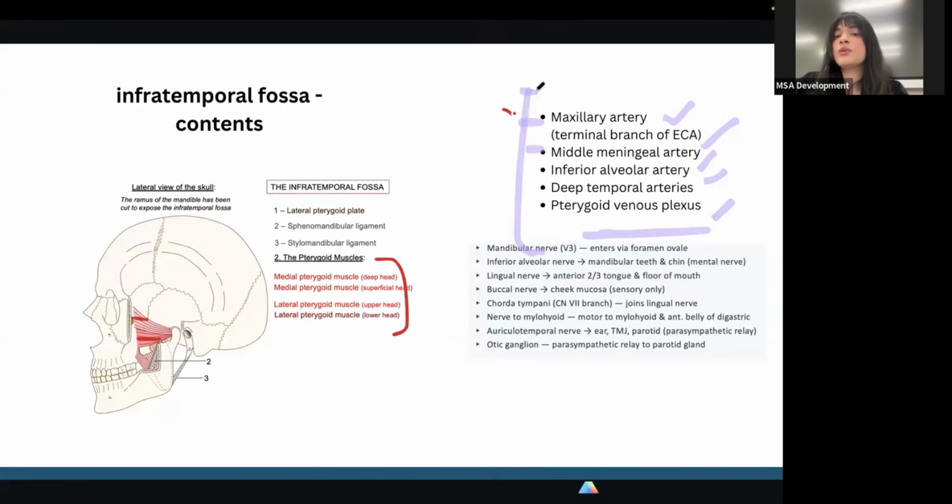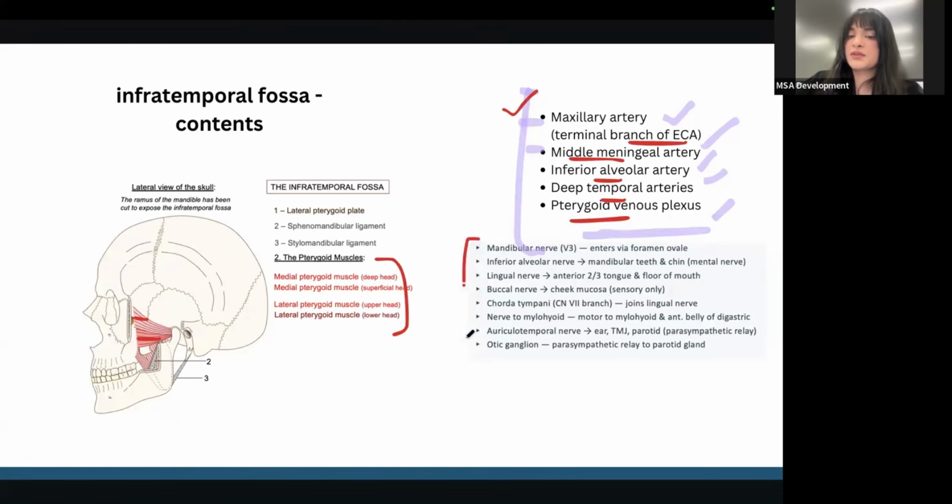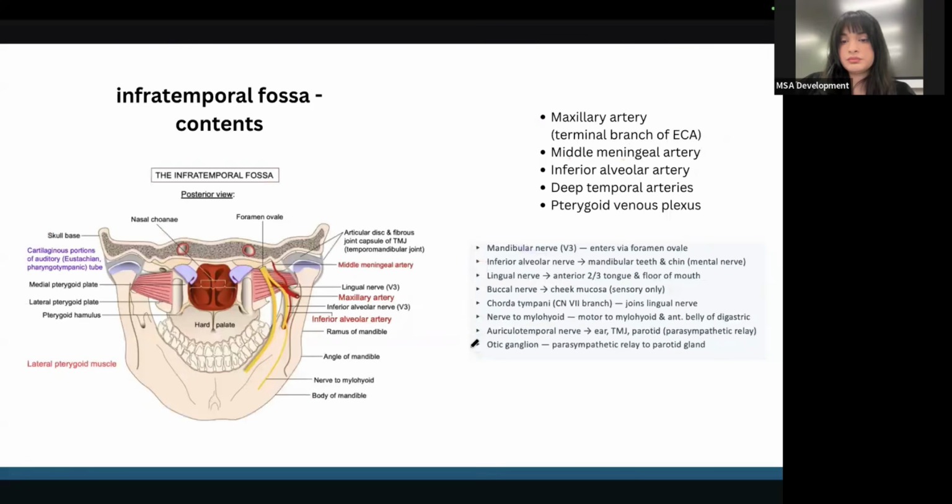We have the maxillary artery, which is, recall, a terminal branch of the external carotid artery. You have the middle meningeal artery, which is a branch of the maxillary artery. You have the inferior alveolar artery, also a branch, deep temporal arteries, and then the pterygoid venous plexus, which we just talked about. What about all these nerves? You got to learn all these nerves, unfortunately. So you have the mandibular nerve, inferior alveolar, lingual, buccal, chorda tympani, nerve to mylohyoid, auriculotemporal, and the otic ganglion. Right?